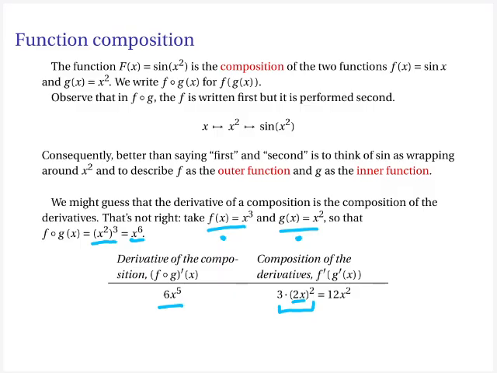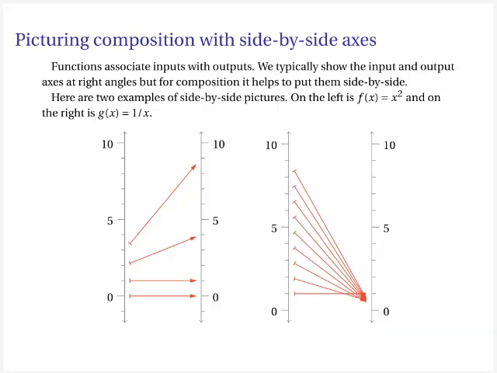Okay, so the derivative of the composition is not the composition of derivatives. So your first guess is just simply not right. So we've got to figure out what is right. In order to figure out what is right, we're going to look at functions, input and output functions, in a slightly different way than we're used to. So since middle school, we're used to thinking of the inputs on the horizontal axis, and the outputs on the vertical axis, and that's how we picture functions.